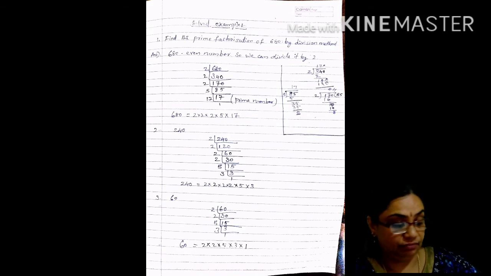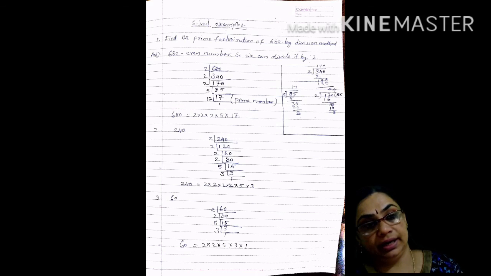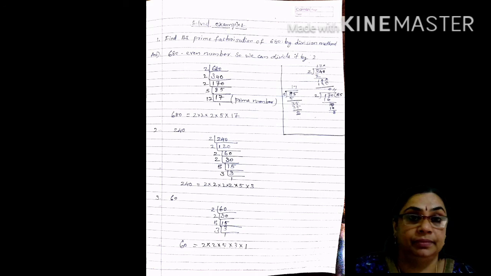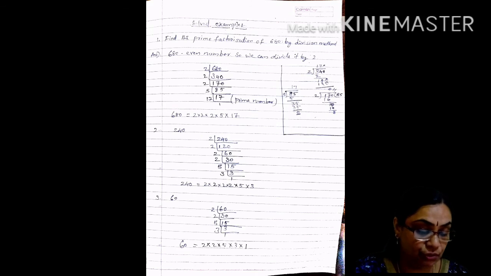In the same way, 60 also we had prime factorized as 2 into 2 into 5 into 3. So these are the solved examples I showed you.